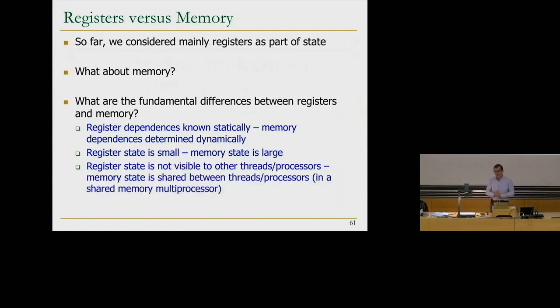And the register state is also interesting, but we're not going to tackle it as much. If you look at other threads or processors, they don't share the registers normally. Whenever you write a multi-threaded program, for example, different threads don't share registers. So you don't need to worry about them. But memory state in a shared memory multiprocessor, which is most of what multiprocessors are today, is shared between different threads and processors. And this could cause headaches if you update memory state in an out-of-order manner. But we don't want to update memory state out of order anyway. But we're not going to tackle this one. But this is another difference between registers and memory.